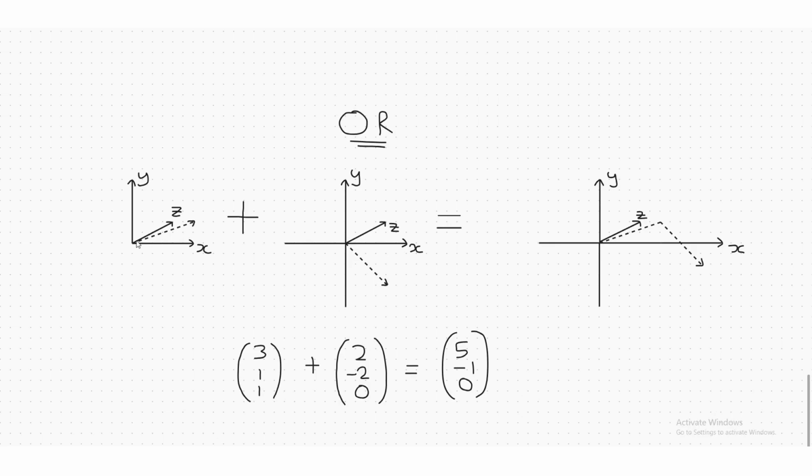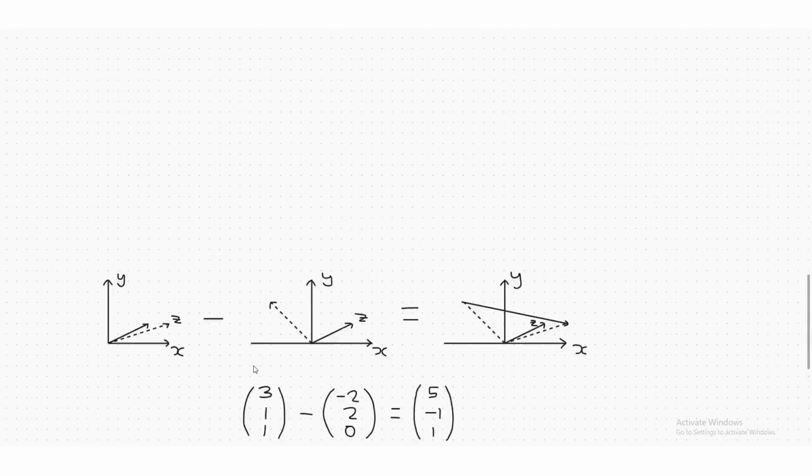So then, doing the same way of addition, we travel the first, and from the end of the first, we travel the second, which will take us down here. And then, if we want to add it just in terms of columns, we can see 3 plus 2 is 5, and the same with the others.